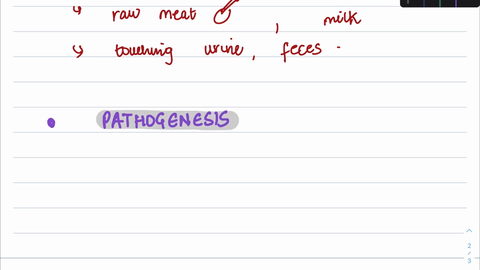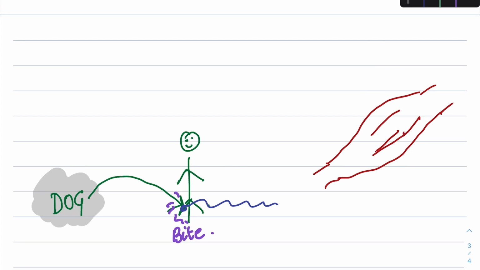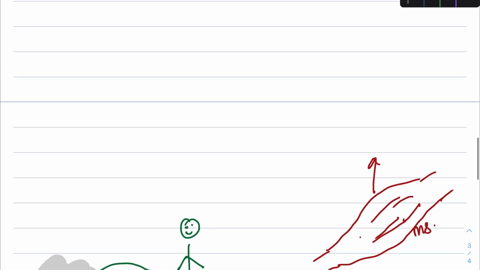Let us talk about the pathogenesis. For pathogenesis, let's take the example of a rabid dog and a human being. Let's say this rabid dog bites the human being on the leg. At this site, the virus is present in the skeletal muscle of this human being. In the skeletal muscle, the virus replicates locally at the site of the bite. After that, the virus binds to the acetylcholine receptors in the neuromuscular junction in the muscles.